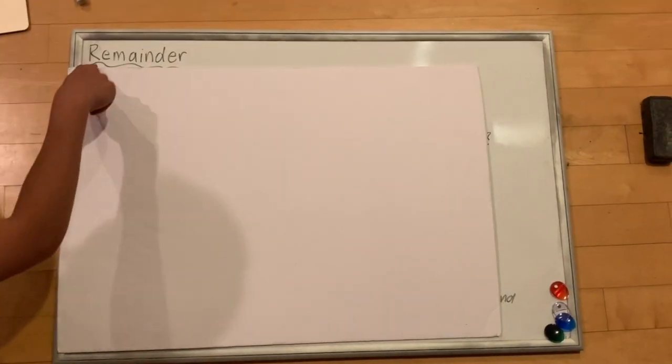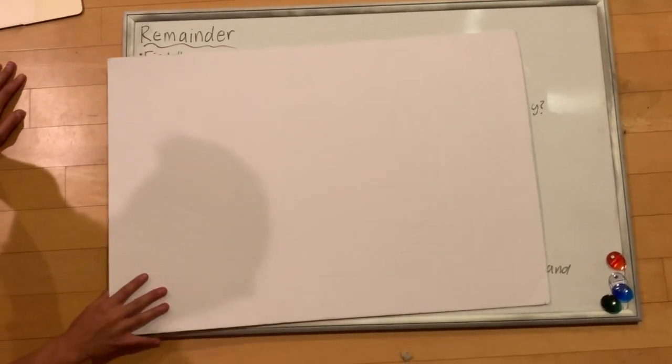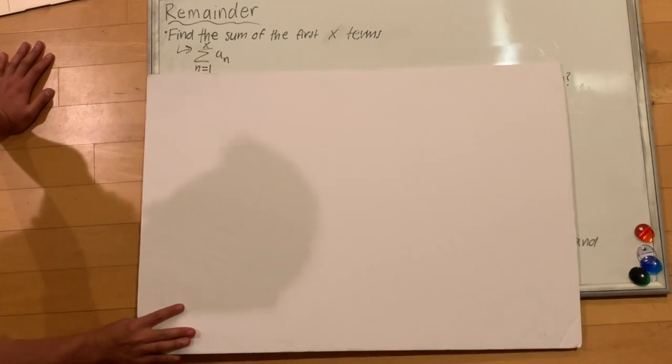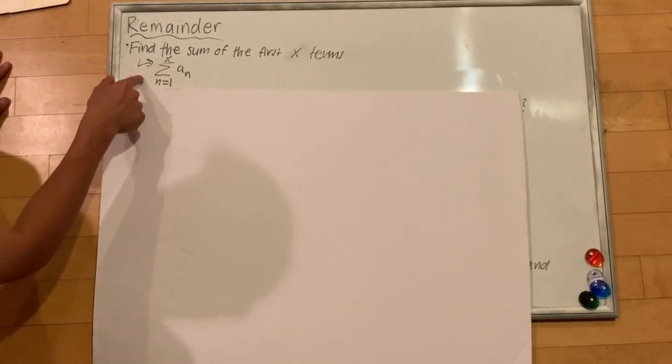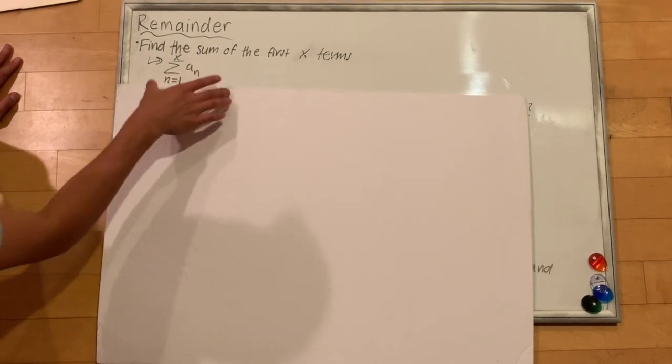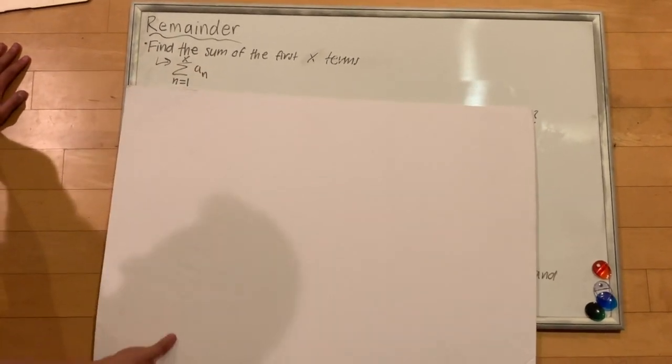So now we're going to talk about the remainder. The first part is finding the sum of the first x terms. You make x your upper limit of the summation notation, and then you would plug into your calculator. This is usually a calculator question.